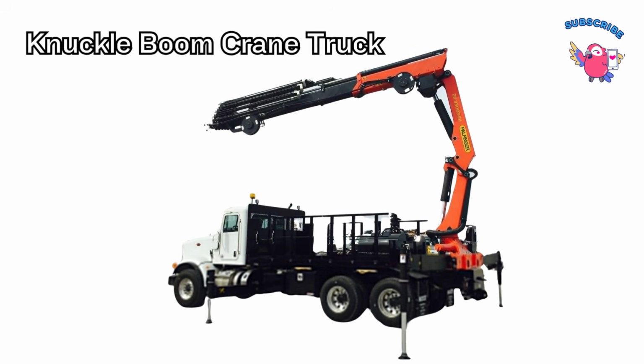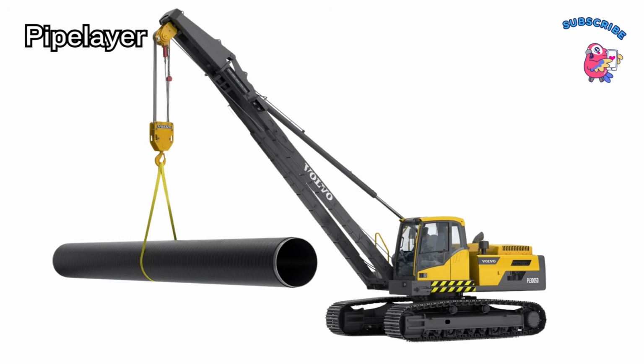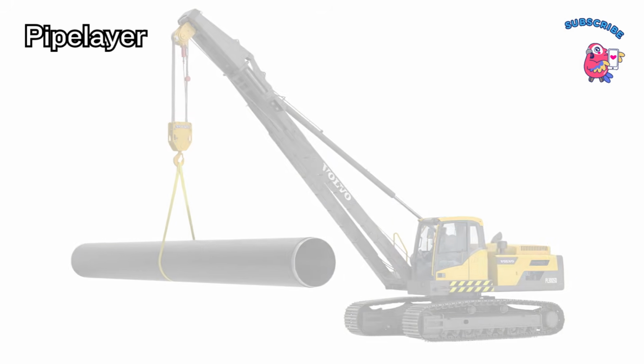Knuckle boom crane truck. A knuckle boom crane truck is a truck fitted with a folding hydraulic crane that bends like a finger. Pipe layer. A pipe layer is a heavy machine used to lift, carry, and position large pipes, especially for pipelines.